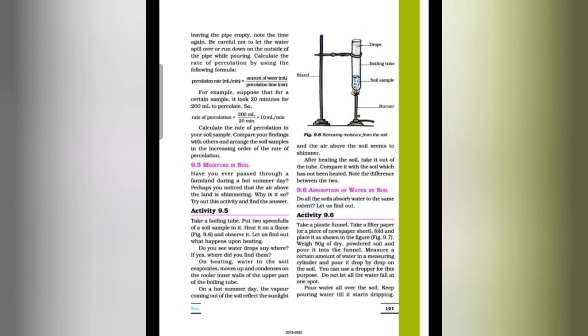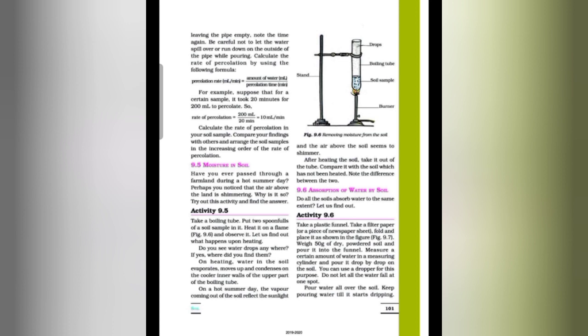on the inner side of the boiling tube. When soil is heated, the water present in it evaporates, forming water vapor. This hot water vapor rises, gets cooled and condenses. So when you pass through a farmland during a hot summer day, you notice that the air above the farmland is shimmering, or shining with a slightly shaking light.